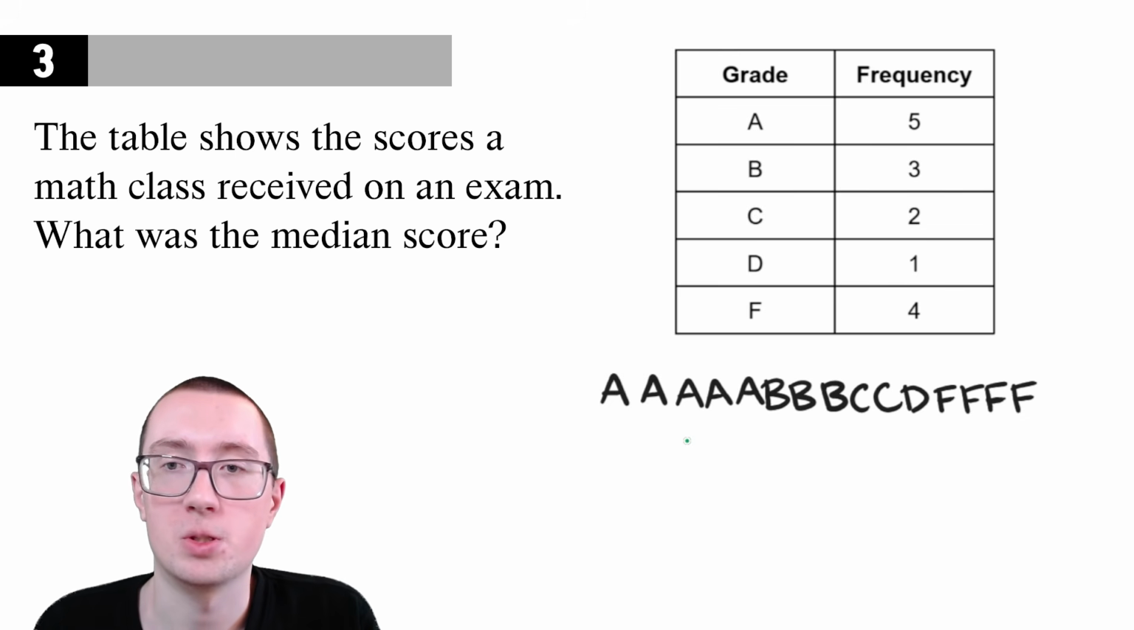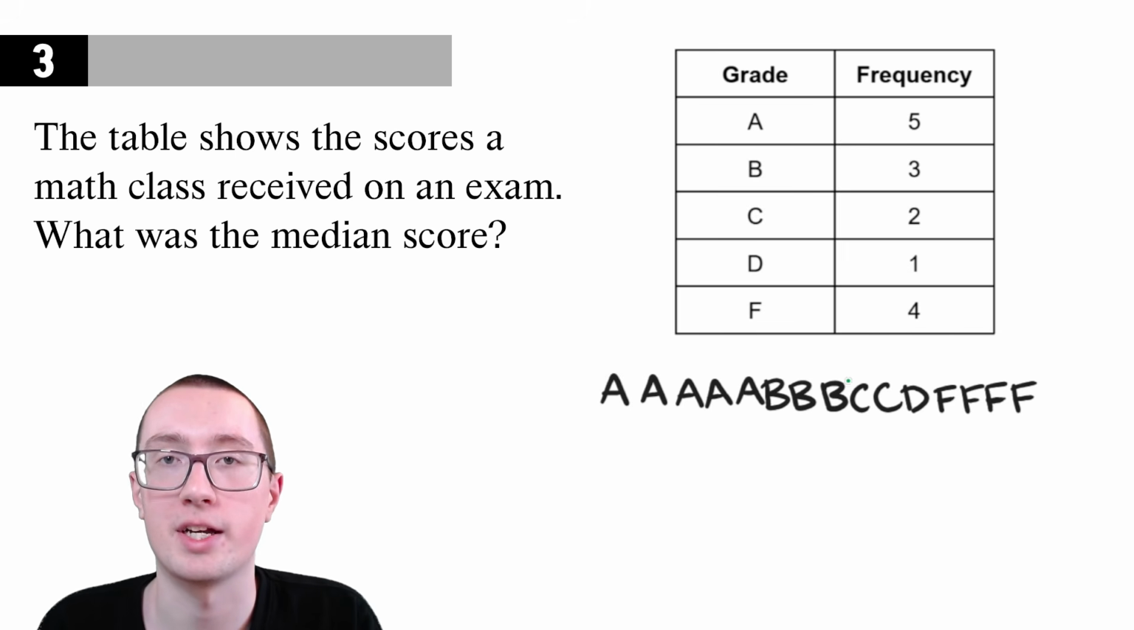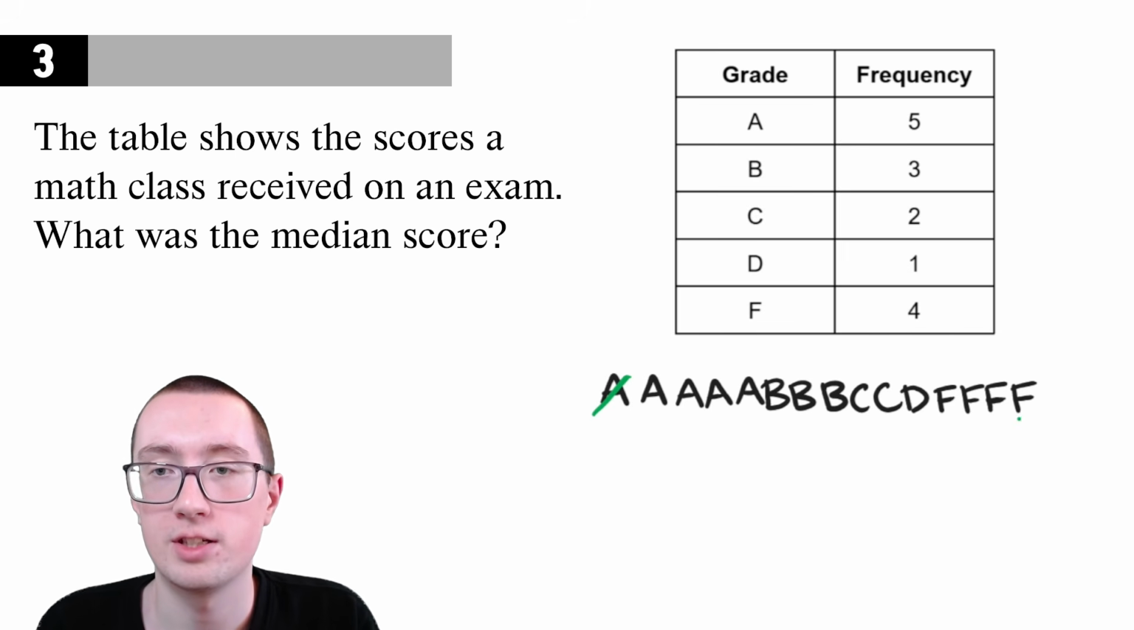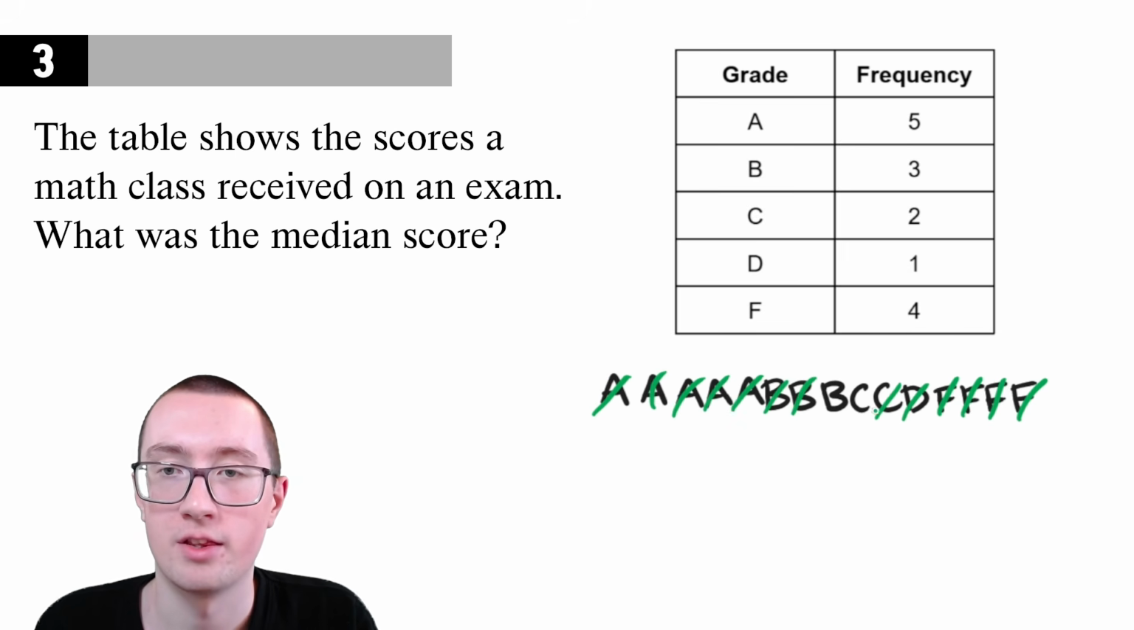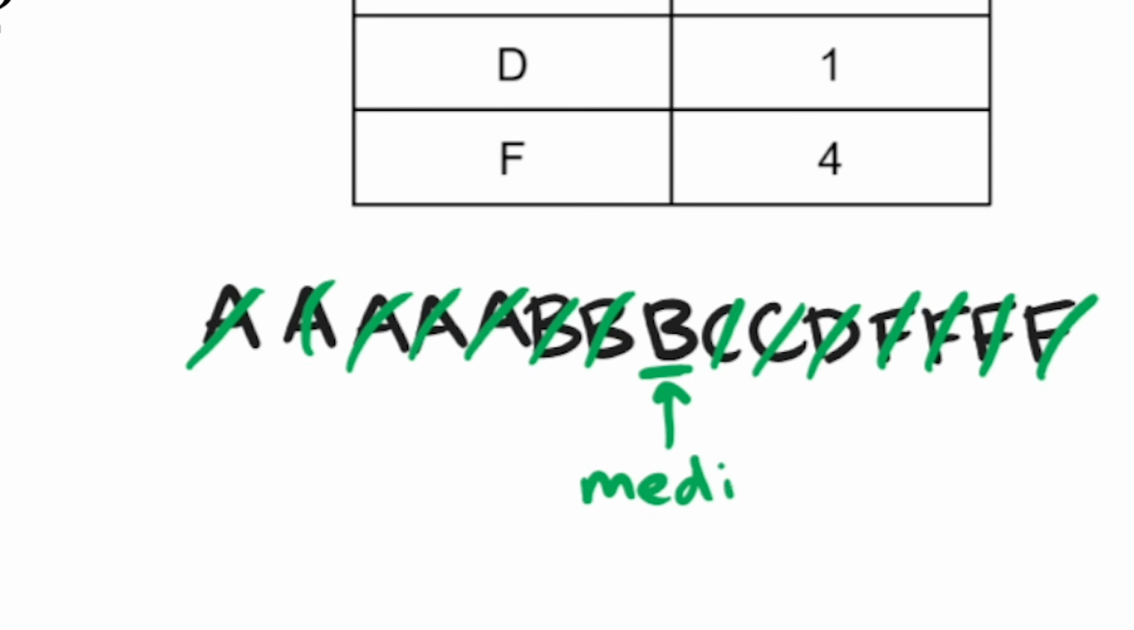So the easiest way to do this, I think, would just be to cross off the left and right ones every time until we get to the middle. So cross these off, cross these off, cross these off, and so on. And if you keep doing this, then you'll end up right here with the letter B in the middle, which means that B is the median grade on this test, and that's our answer.